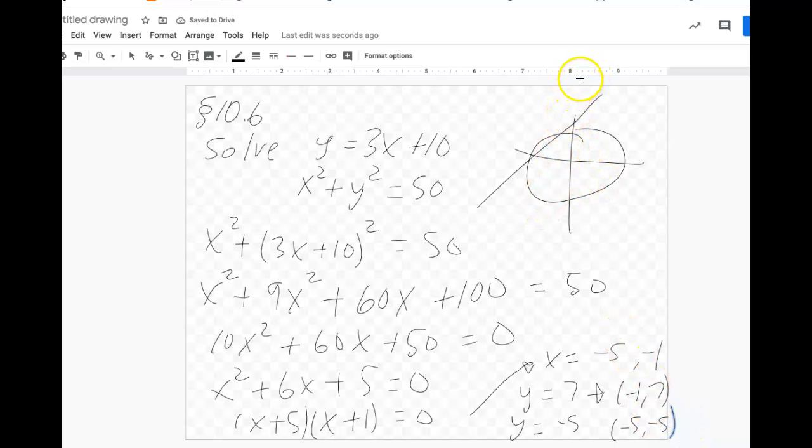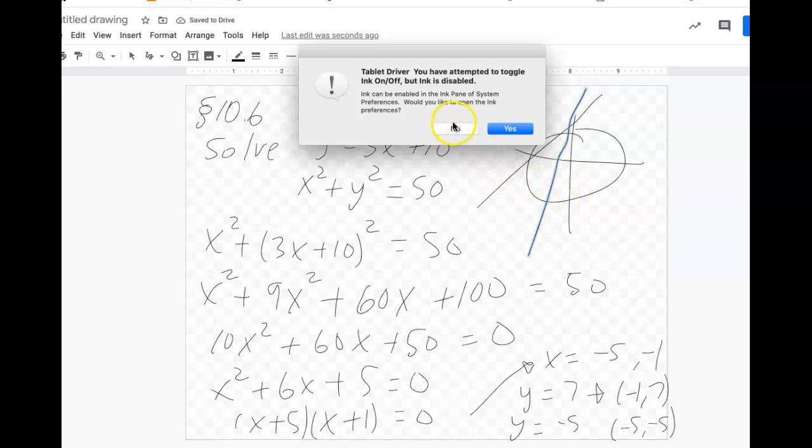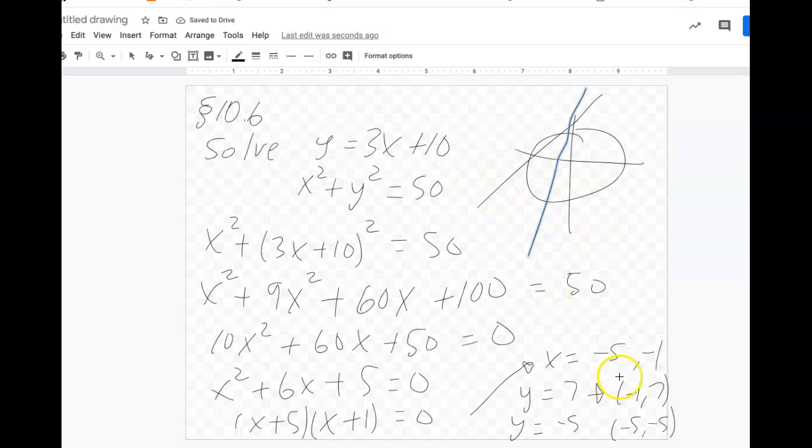And that makes a little bit more sense because the slope is 3. This isn't quite as fast, so it's probably going up like that. Oop, and didn't draw it. Alright, so then our answers are these 2 values, -1, 7, and -5, -5. Alright, I'll see you in the next problem.